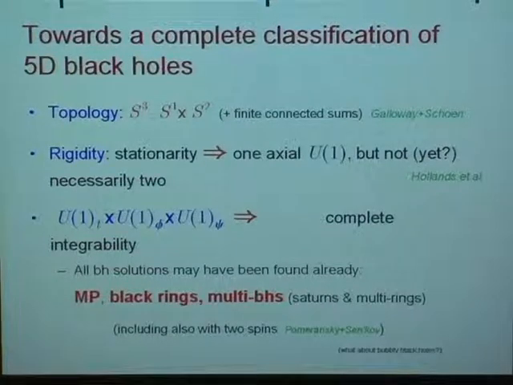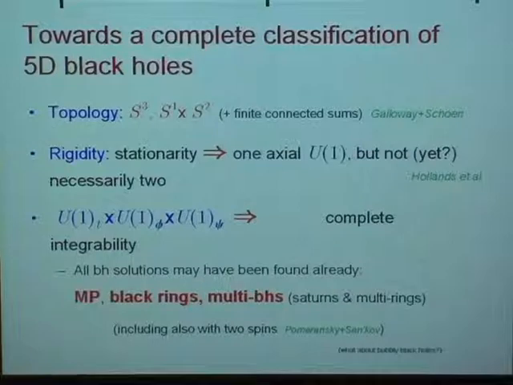In four dimensions, the rigidity theorem tells you that if you have a stationary black hole with one time-like Killing vector, then there must also be an axial Killing vector. Now, in four dimensions, this is very restrictive, but in five dimensions, it's much less restrictive because, as we said, we can have a second axis of symmetry. And in principle, the theorem that Hollands and collaborators proved doesn't imply that stationary implies two axial U(1)s.